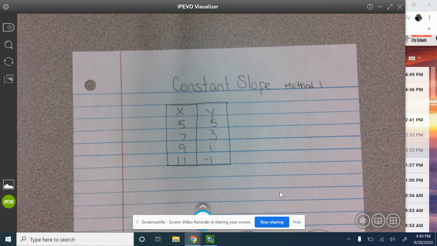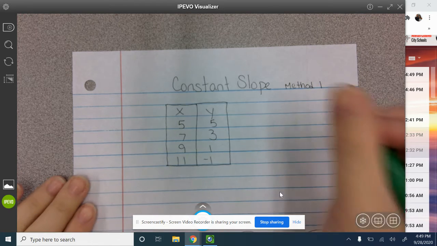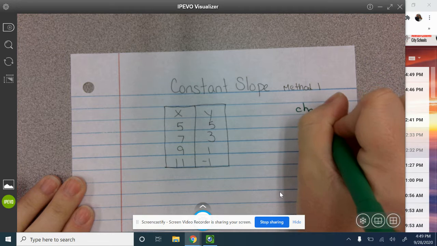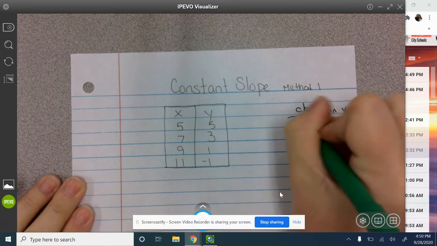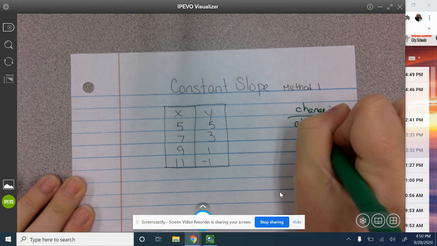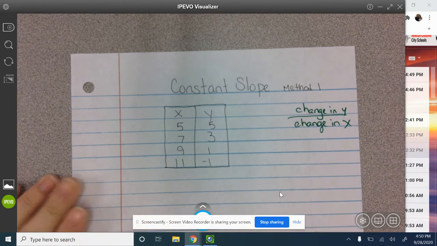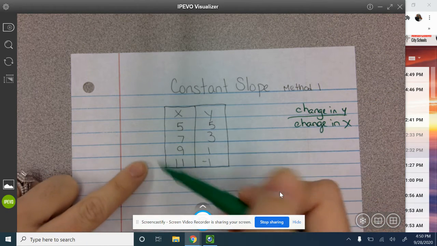Okay, today we're going to look at determining if tables have a constant slope. So our first method is we're pretty much going to use the formula for finding slope. So we're going to do a change in y over a change in x. So first thing we need to do is figure out how our x changes.